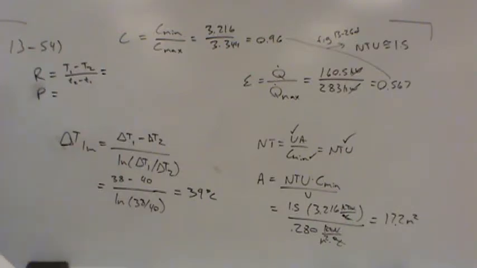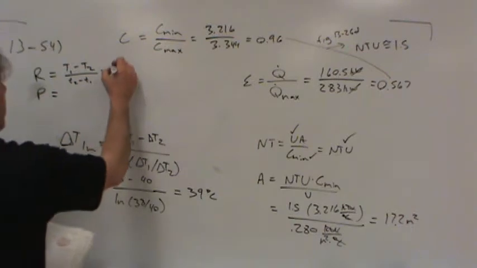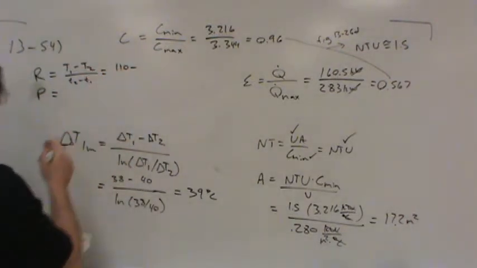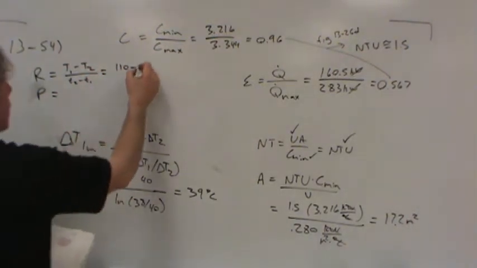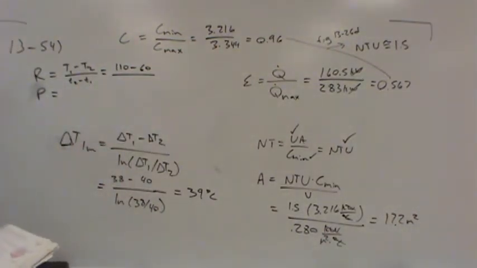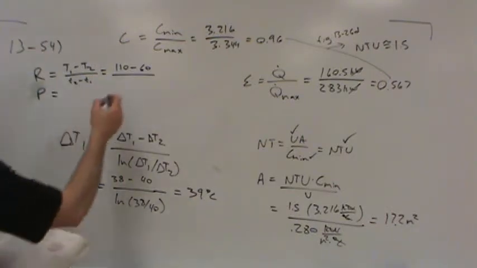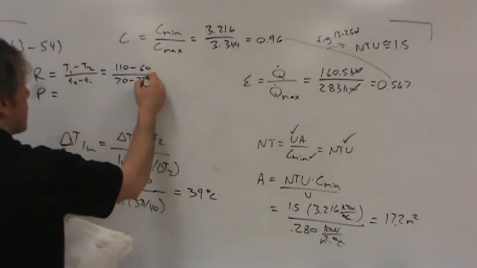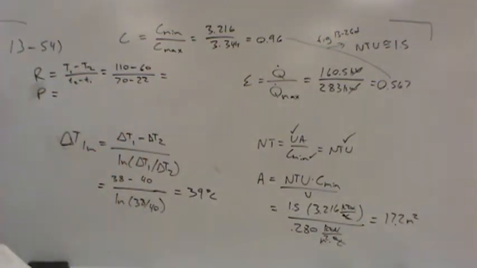But the ethylene glycol flows on the shell side. So that'd be 110 less T2 coming out. The ethylene glycol came out at 60, divided by the temperature change on the tube side. Now the temperature on the tube side, let's see, the exiting temperature of the water was 70, the entering temperature was 22. So what did we get for R before? Do you guys recall, or do you have it?